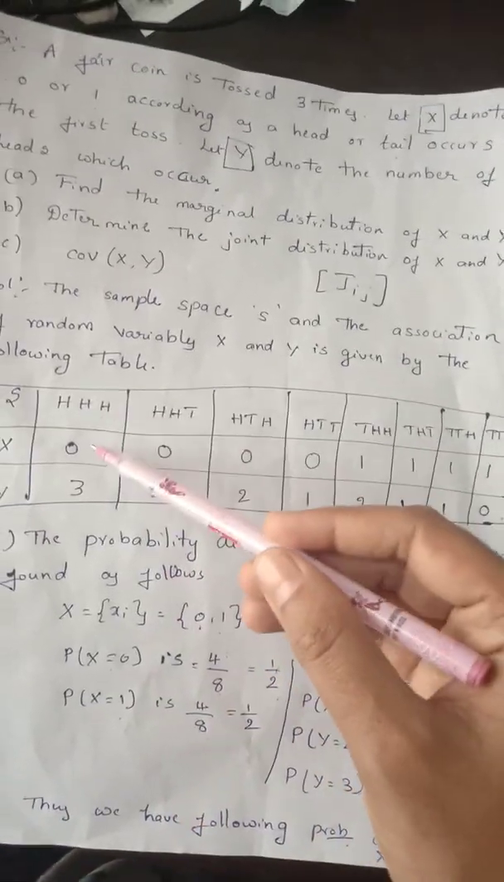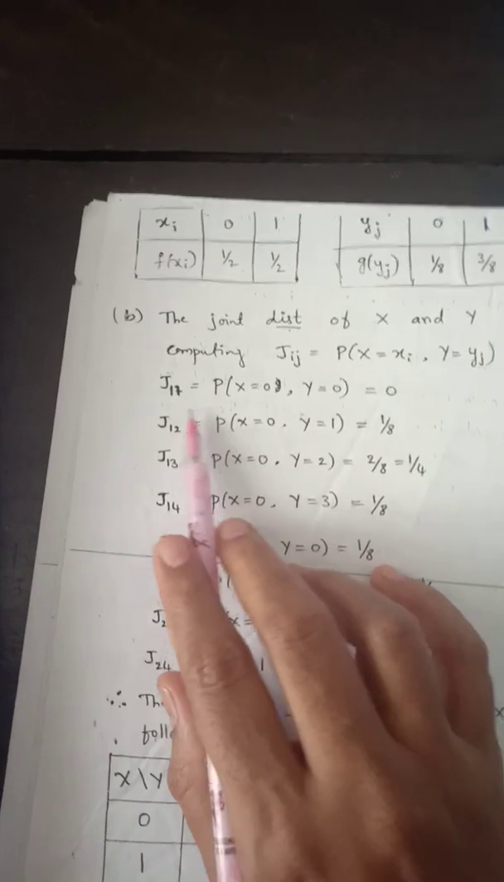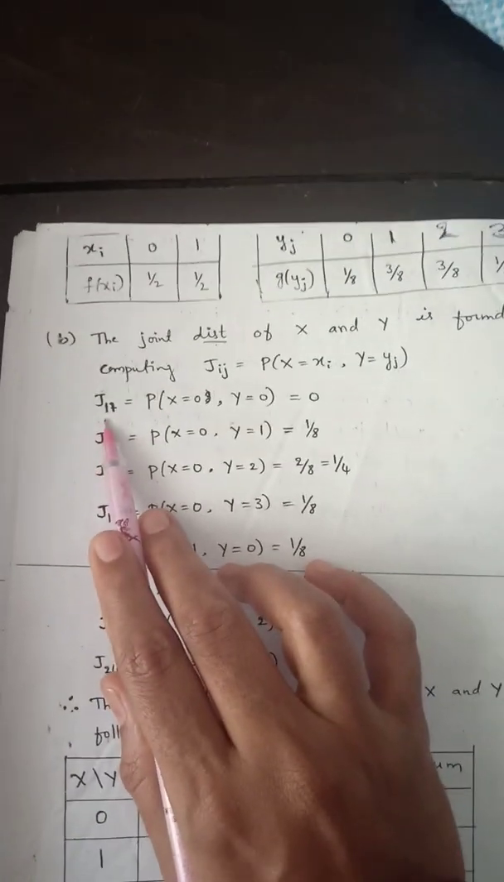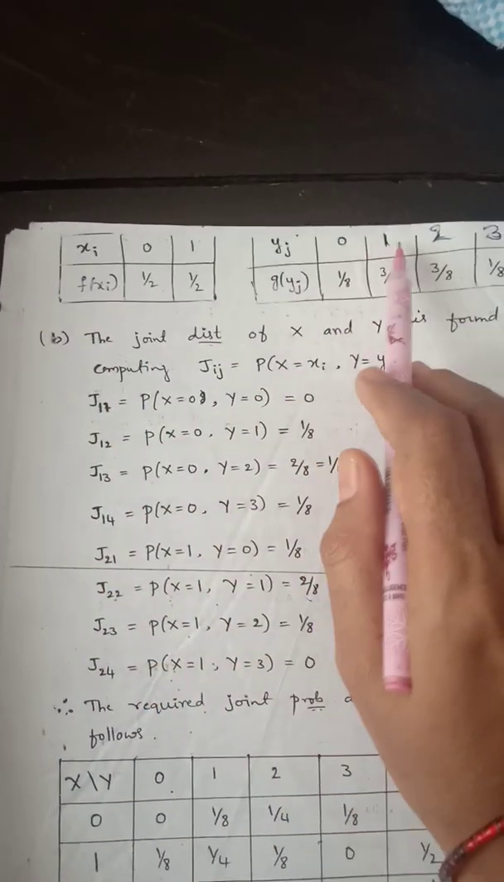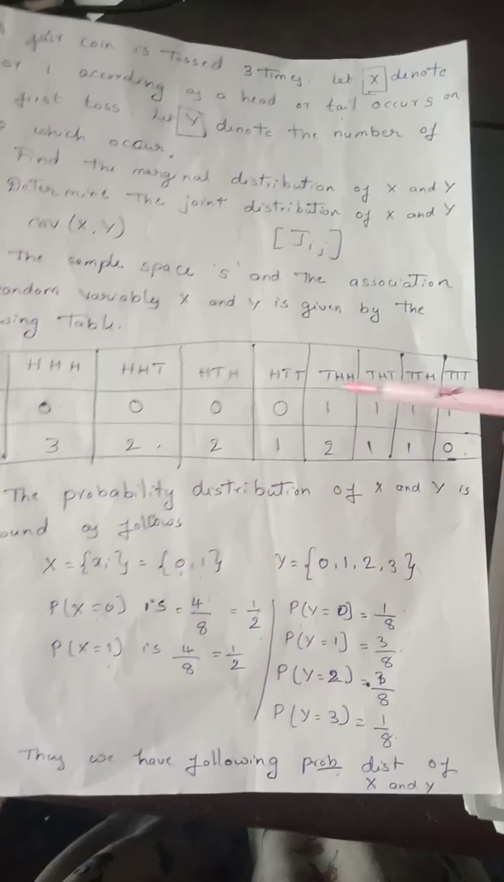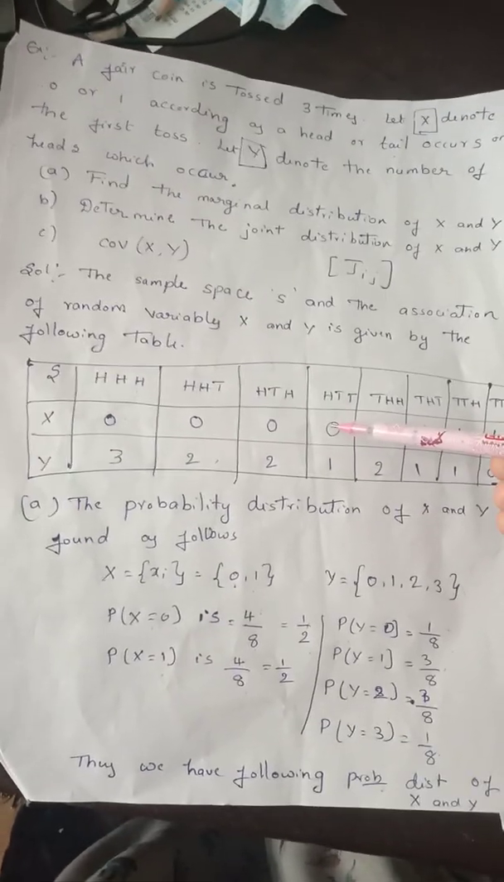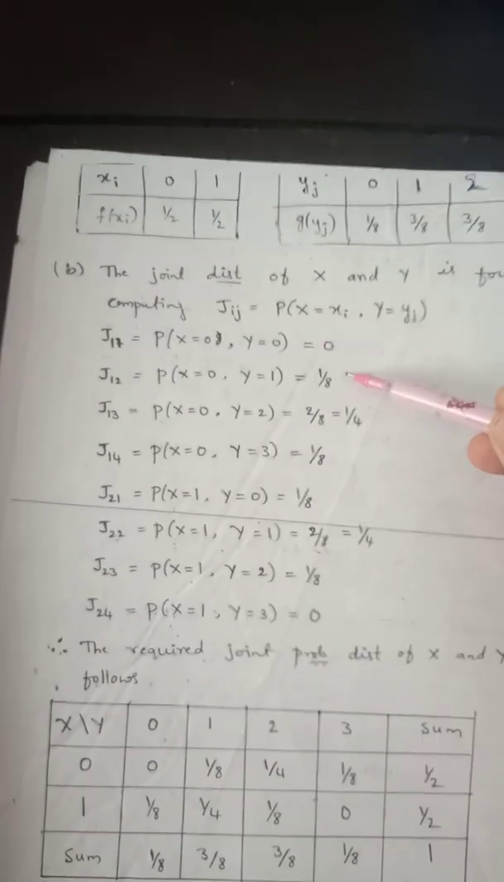Now again you have to see this table. So x 0, y 0, is there any possibility? No. Therefore it is 0. Again this is the joint probability J11. J12 means x is 0 and corresponding y is 1. How many cases are there? X is 0, y is 1. Only one case. Therefore that is 1 by 8.